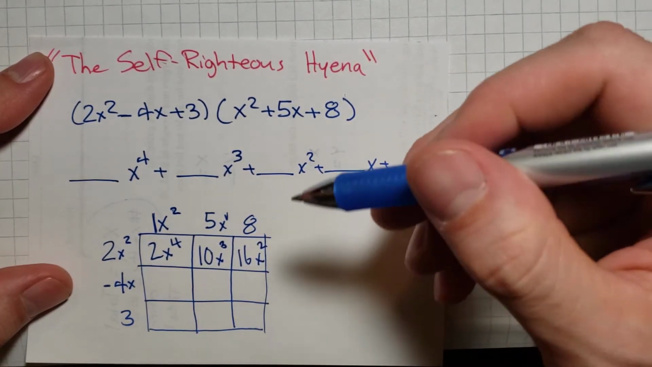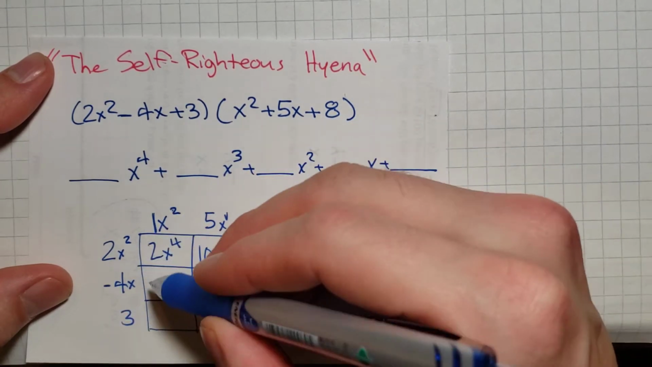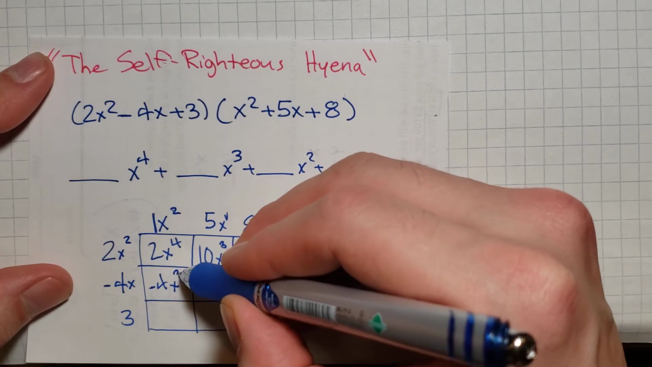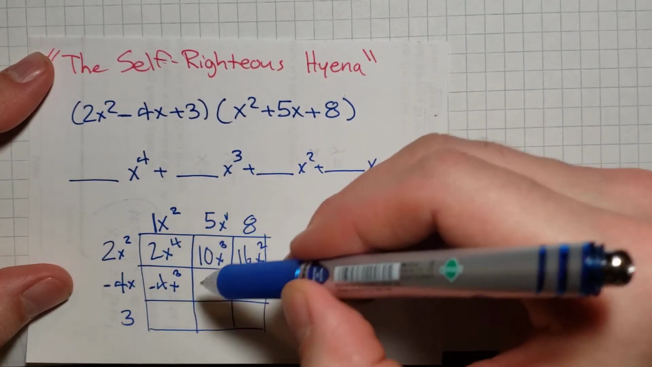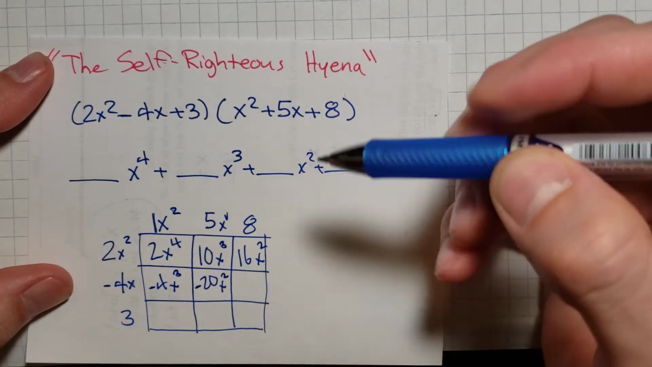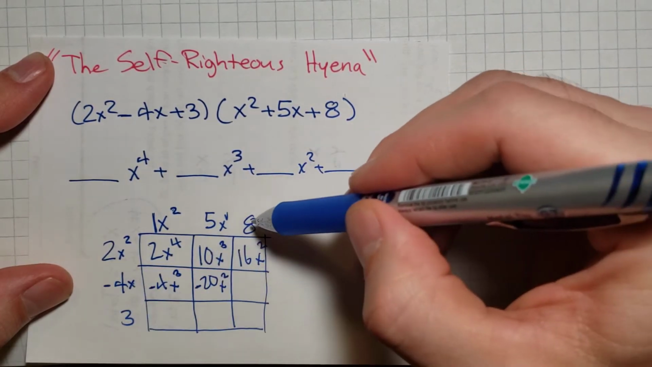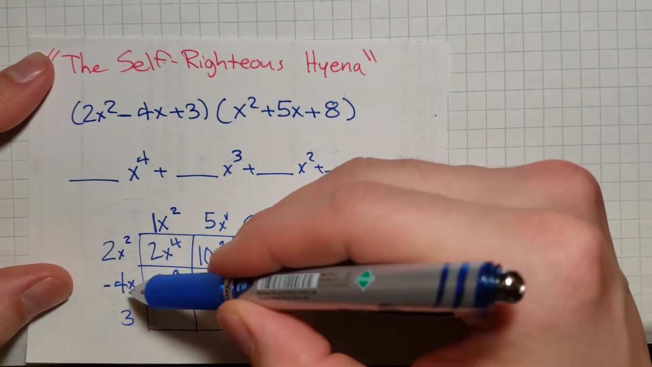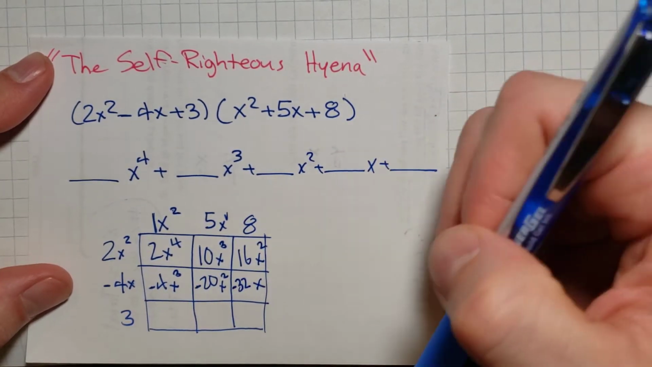Okay, one row down, 2 to go. Negative 4 times 1 is a negative 4. X squared is an x cubed. Okay, negative 4 times 5 is a negative 20. X times x is an x squared. Let's see, negative 4 times 8 is a negative 32. Here we go. X and no x is just a regular x.